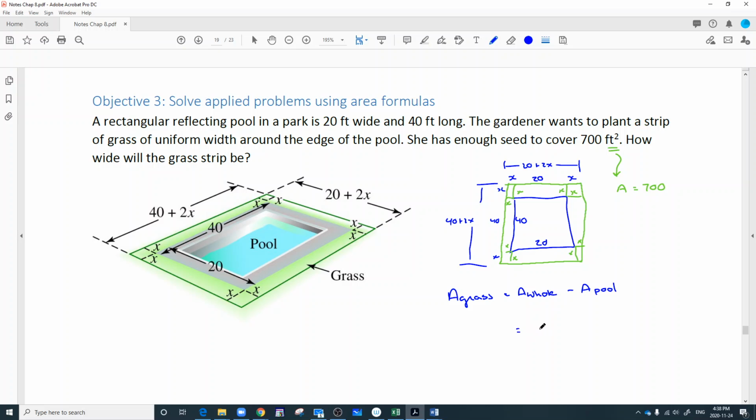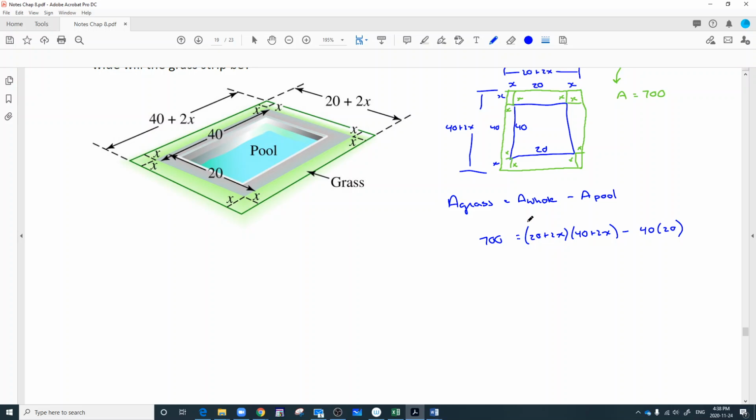So writing an equation for that, we've got the area of the grass is going to equal the area of the whole, so this (20 plus 2x) times (40 plus 2x), take away the area of the pool, which is just 40 by 20. This is going to be our function. And we know that the area of the grass is 700. So what we have to figure out now is, how do we solve this? Well, we're obviously not going to solve algebraically because we're not going to be able to isolate all these x's.